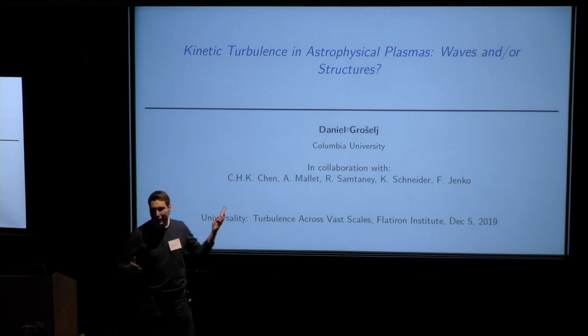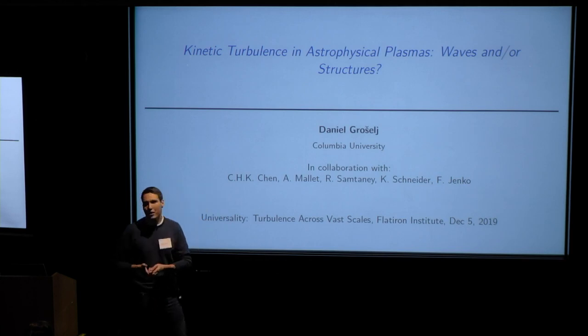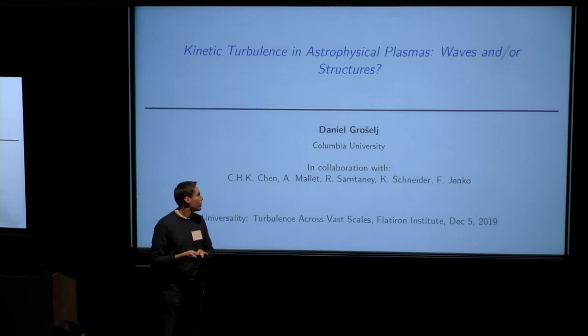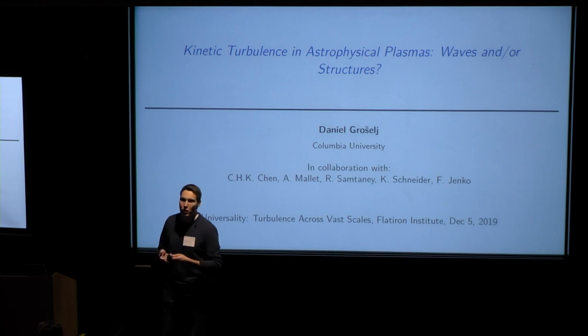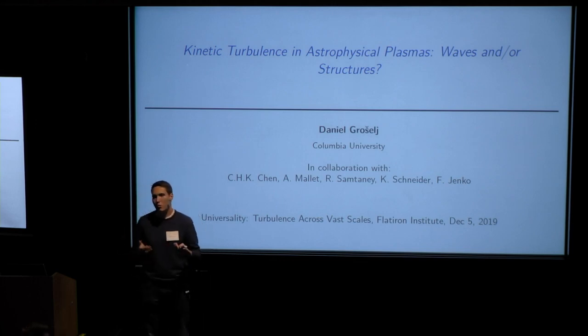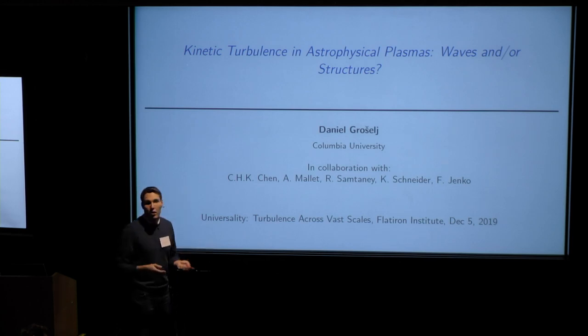As the title of this talk indicates, I'm going to talk about kinetic turbulence in astrophysical plasmas, and in particular about waves and structures that we can find in this type of turbulence and how they might be related to each other or maybe not. So I'm going to start with waves.